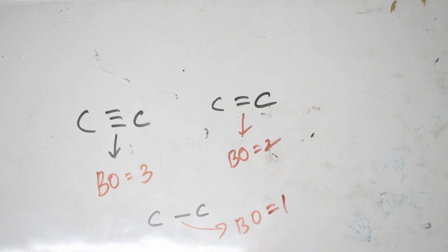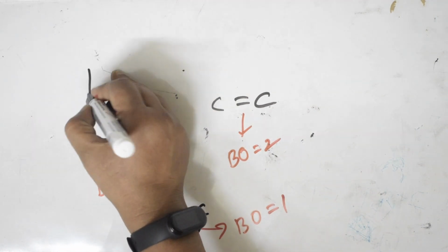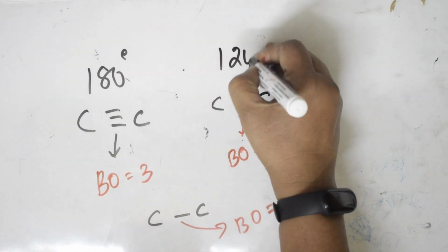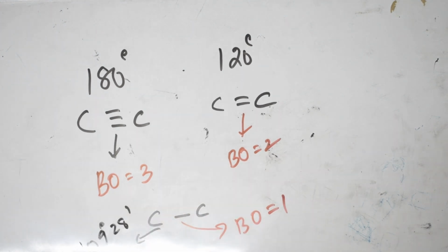I said bond angle is directly proportional to bond order. That's why this particular molecule has 180 degrees bond angle, this is 120 degrees bond angle, and this is 109.28 degree bond angle. Just now I have said, if the bond order is more, even the bond angle will be more.